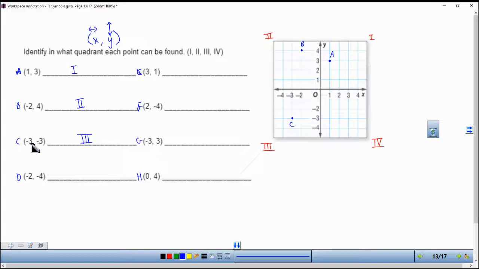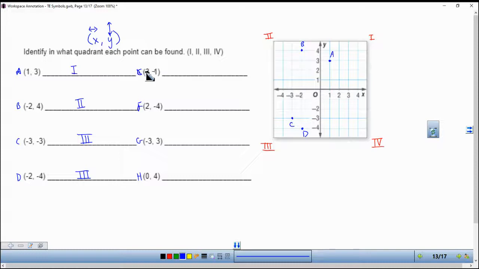Both negative, and that's how you can tell too. These are both negative numbers. It would be in quadrant 3. Now D is also both negative, so I know that's in quadrant 3 going into it, but I'm going to put the point on there anyway. We go side to side to -2, then down to -4. That's going to be point D. That's also in quadrant 3.